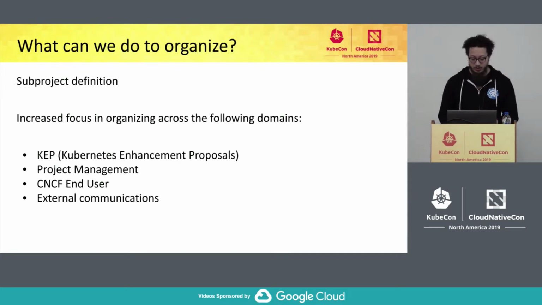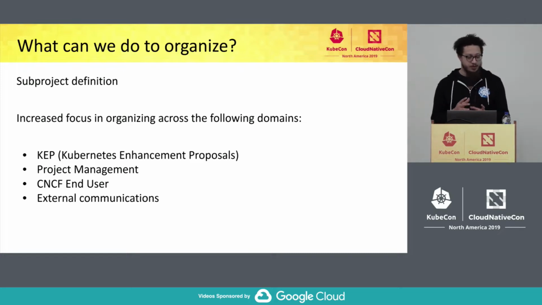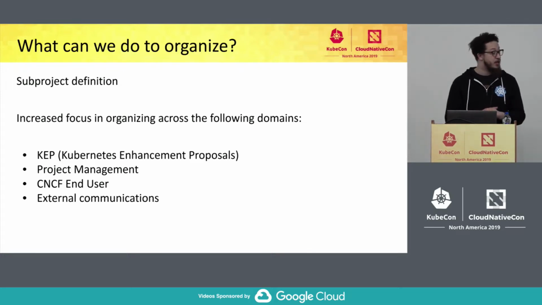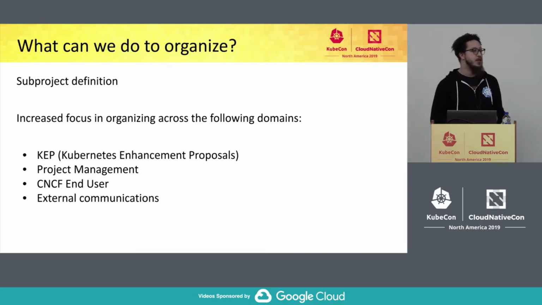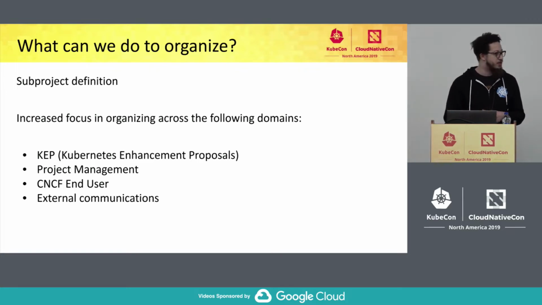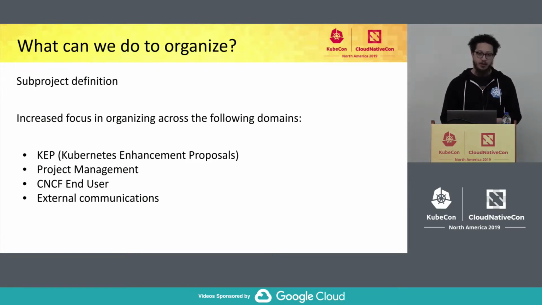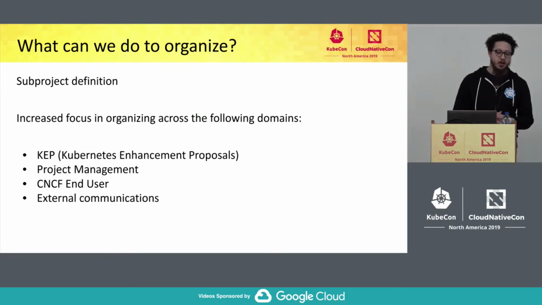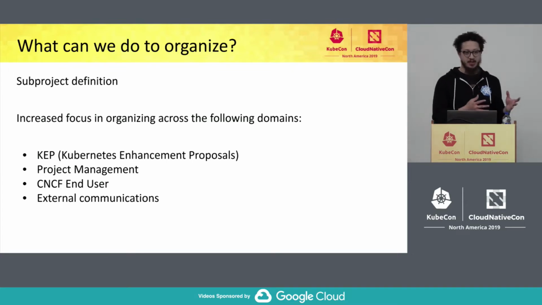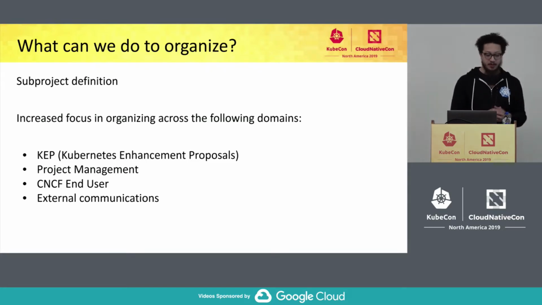So we want to organize across a few different domains. One is the idea of KEPs. KEPs are Kubernetes enhancement proposals. Essentially, this is the canonical document that you submit to the community when you want to introduce some change within the community. Whether it's a change to an API, or a change to a process that lives within a SIG or a committee, all of that we try to feed through this KEPs process. So I'm going to talk a little bit about the KEPs.